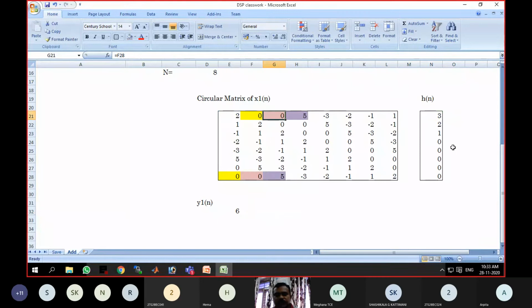Then we need to go for only 3 calculations for h of n, because the remaining 5 elements are 0. Whatever you multiply, that will be 0. So I am going for only the 3 values, plus the last element, third element with third element. So the answer is 6. Similarly, I need to go for the next calculation. It is 1 into 3, that is 3, 2 into 2, 4, okay, that is 7 plus 0.